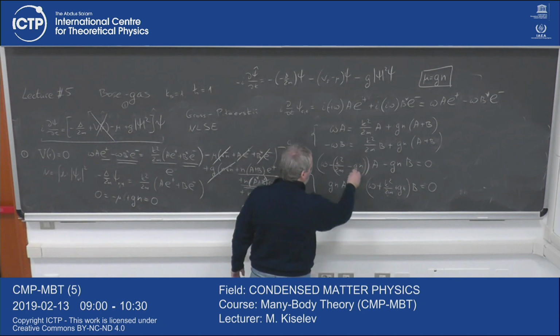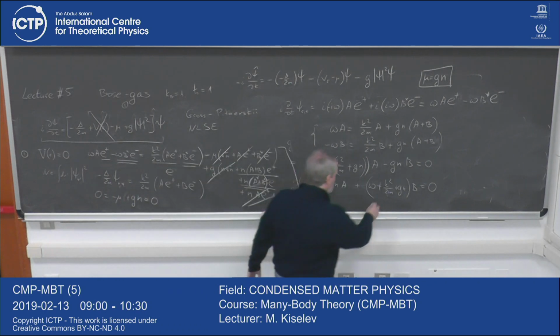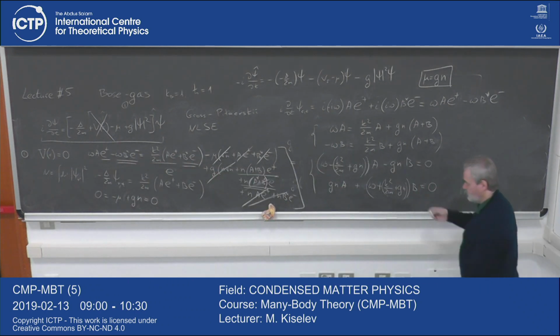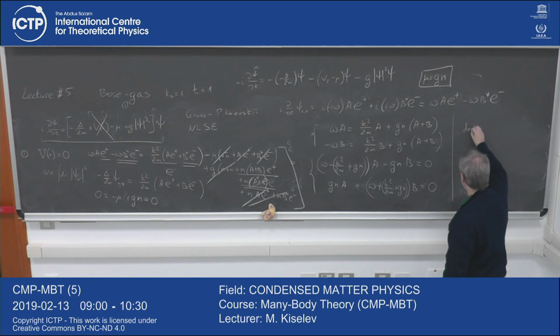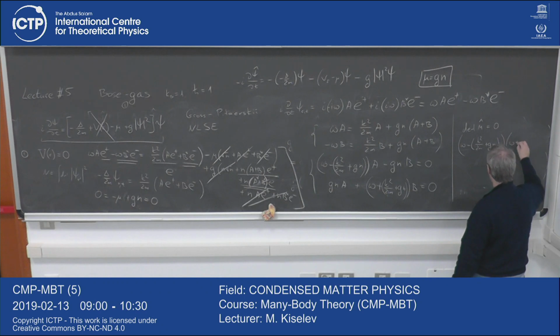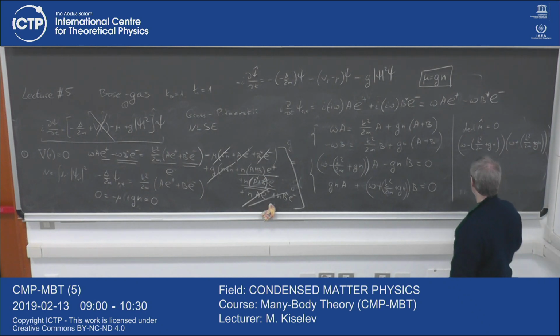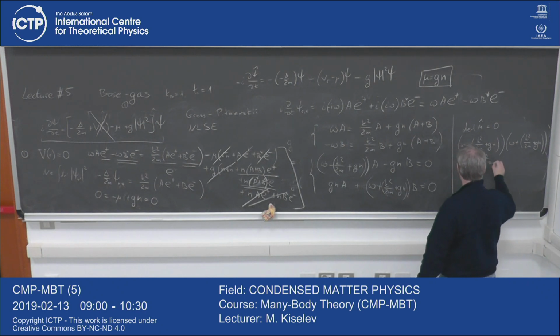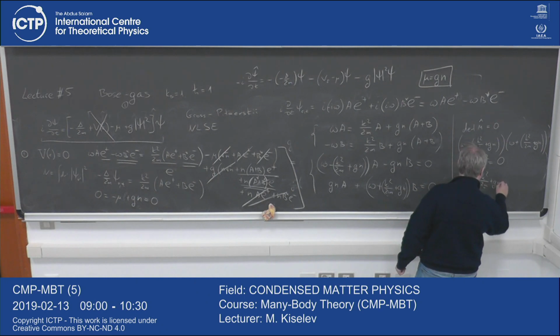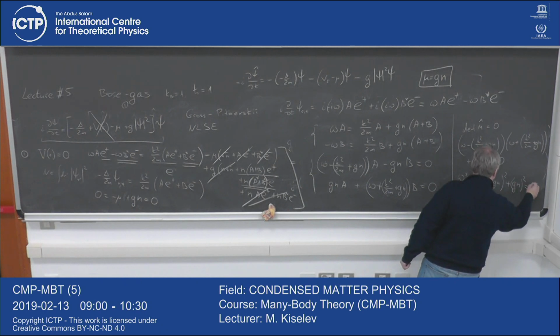Okay, so I will write it this way and this way. So now the system of two linear equations has a solution if the determinant is equal to 0, right? So this is the determinant of the matrix. I will write it as the determinant of some matrix M is equal to 0, which is (omega minus K square over 2M plus Gn) multiplied by (omega plus K square over 2M plus Gn) plus Gn square is equal to 0, or omega square minus (K square over 2M plus Gn) square plus Gn square is equal to 0.